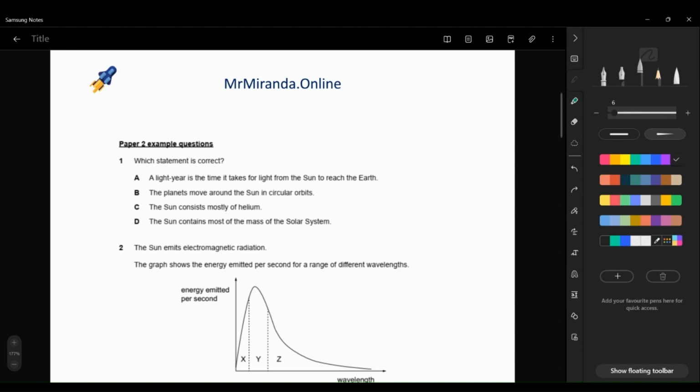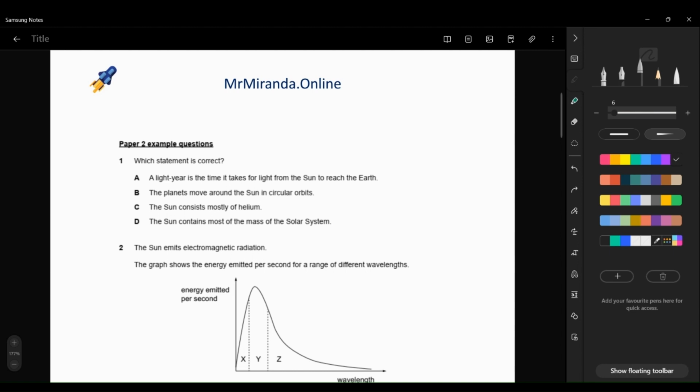Starting with A. You should know that the light year is a measurement of a distance. The light year is the distance traveled by light in 1 year. It doesn't have anything to do with the position of the sun and the earth. So A is incorrect. B. The planets move around the sun in circular orbits. No, the planets move around the sun in elliptical orbits. Some of them are close to a circle, but all of them are elliptical in nature.